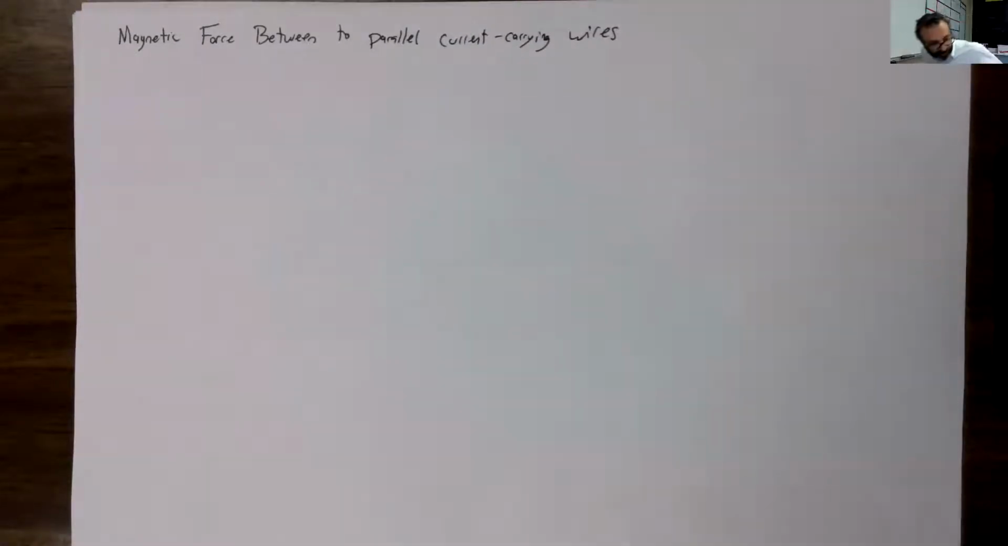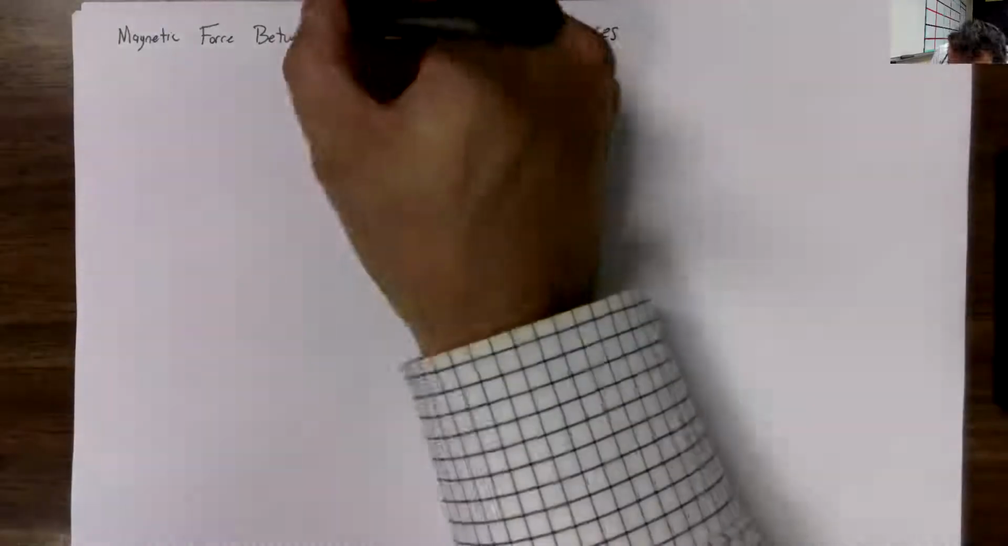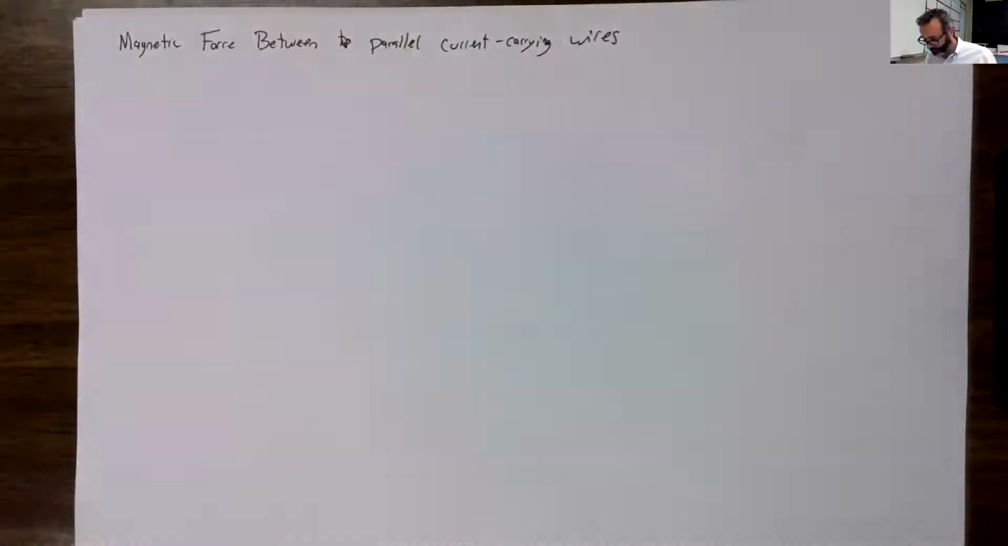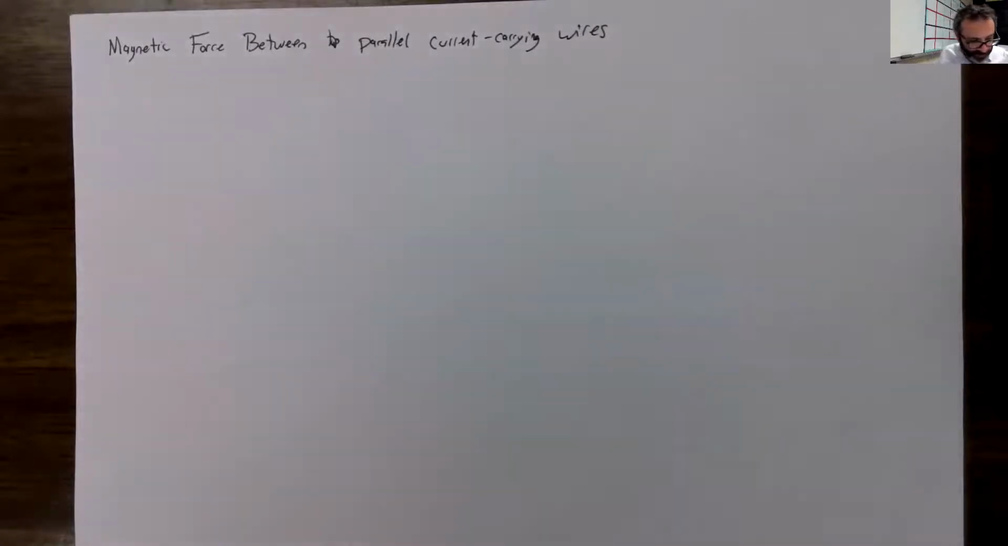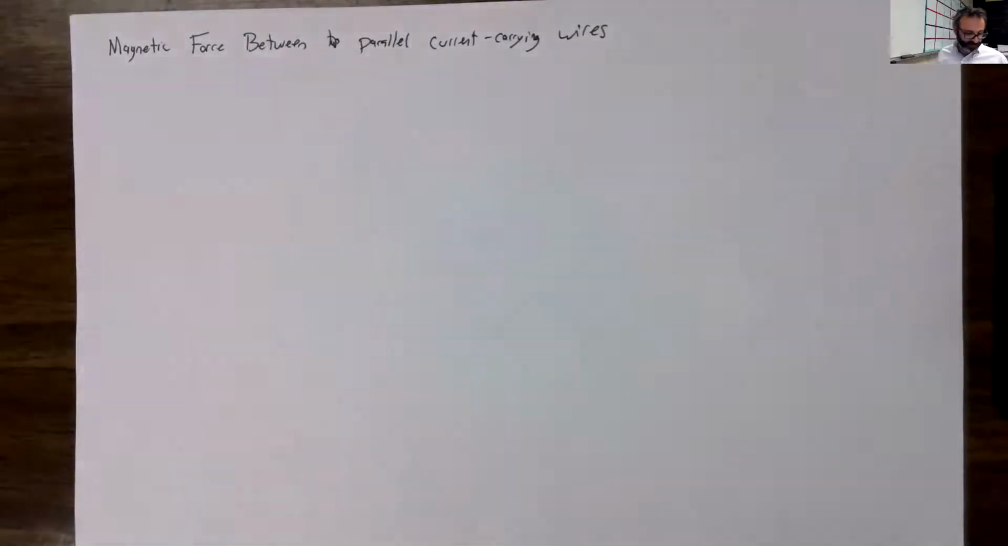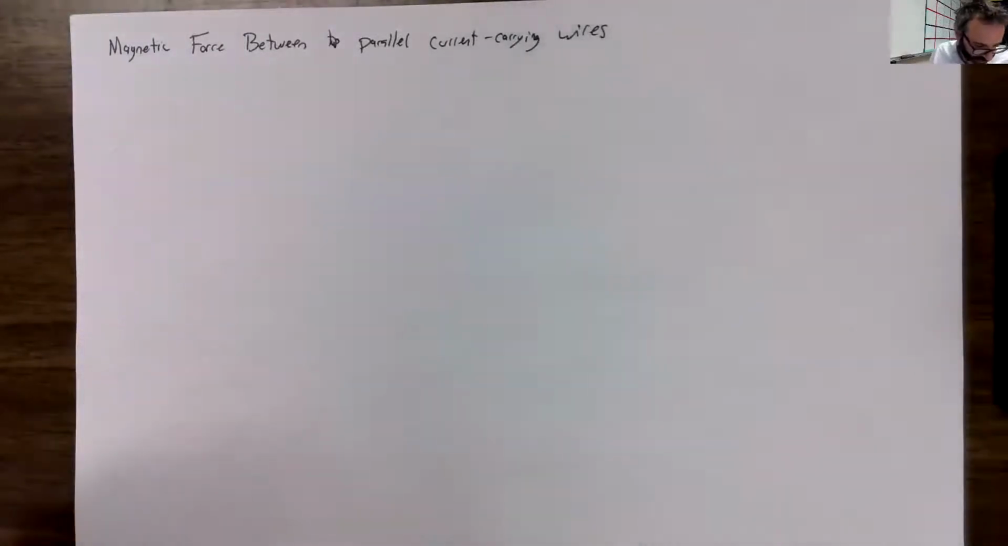So one thing that we talked about yesterday was the magnetic force between two parallel current carrying wires. We did a problem where we had to figure out what those forces were, and we saw an equation, but maybe it wasn't clear where that equation comes from for the force per length between these two wires.